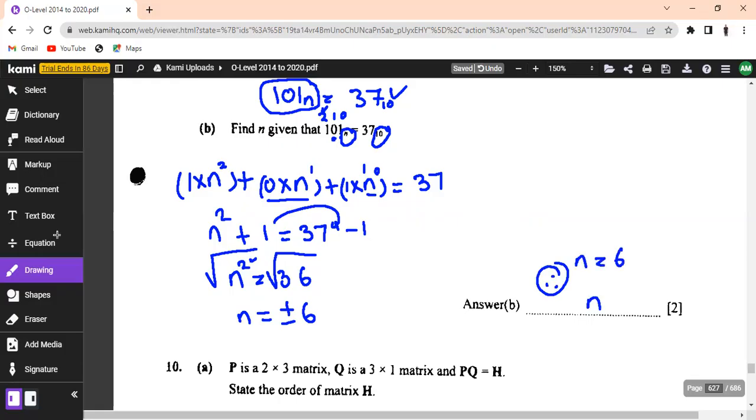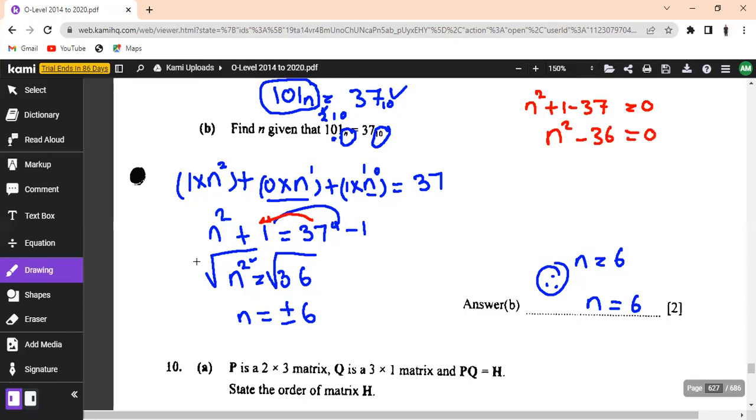That is the n that we actually need in your answer here, which is +6. Like I said, on solving this part, you could have transposed 37 to the left-hand side. So it was going to be n squared plus 1 minus 37, which is equal to 0. So it's n squared, 1 minus 37 is minus 36, which is equal to 0 here.